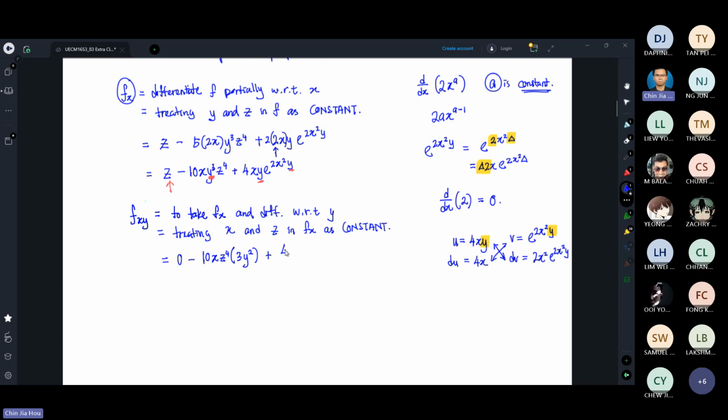meaning that 4xy times 2x squared e^(2x squared y) plus v du, or x e^(2x squared y). Now, at this stage, you are more or less done. The rest is to simplify it.